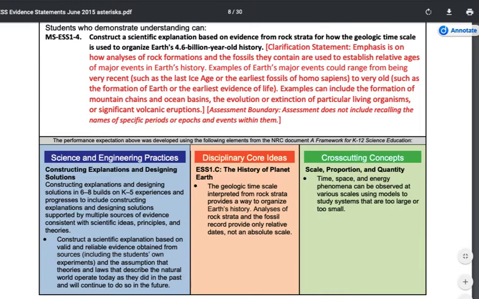Got an Earth and Space performance expectation here for deep time, and you can see constructing explanations is a big practice we're looking for here, talking about deep time, and obviously the scale proportion quantities are a cross-cutting concept.